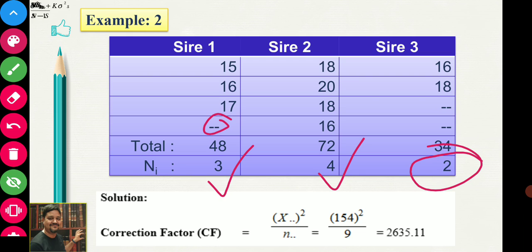The first, you have to calculate the correction factor. So here all the observations have been summed up and squared. So 154 square divided by total number of observations. So 3 plus 4 plus 2, that is 9. So 154 square divided by 9 is equal to 2635.11. So this is very easy.